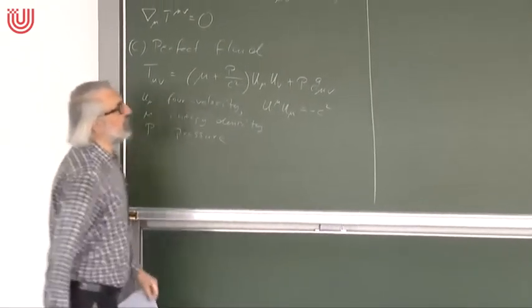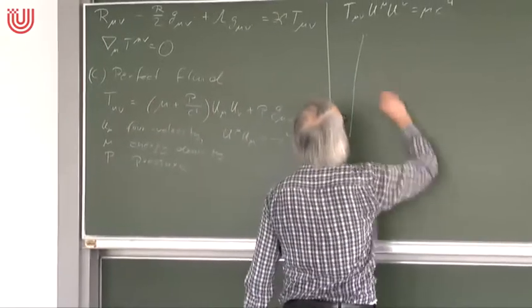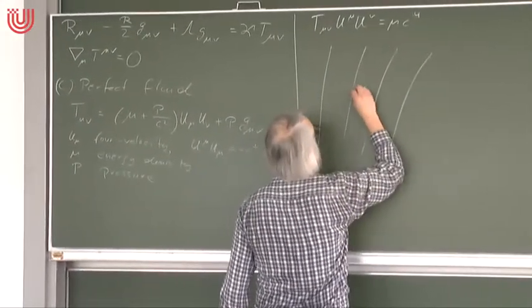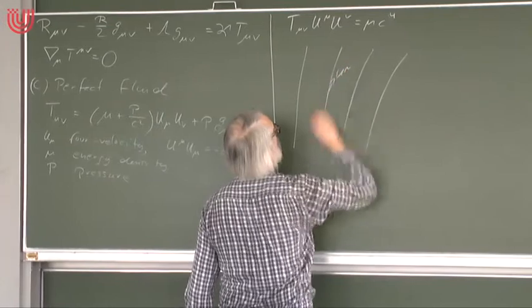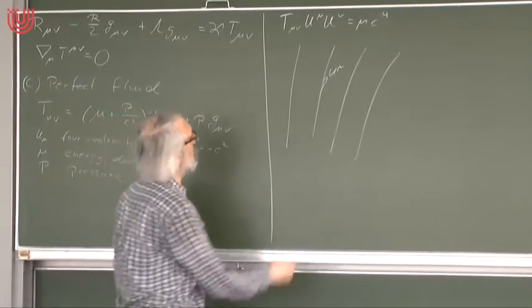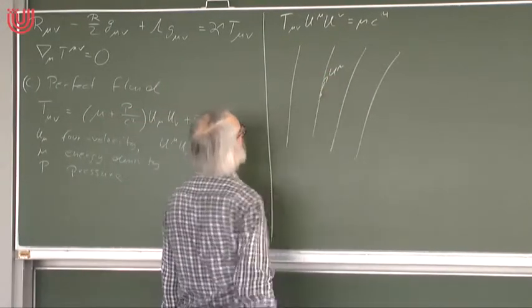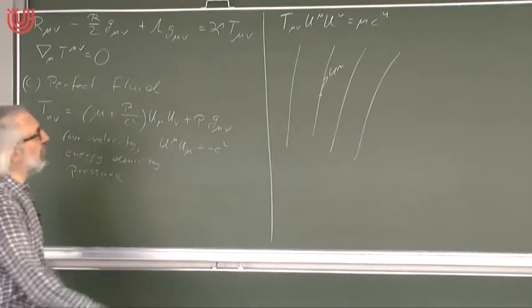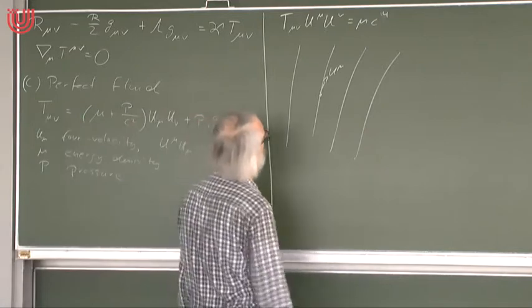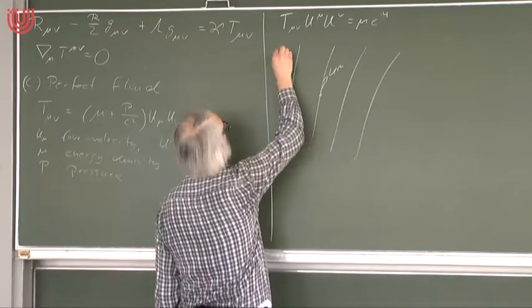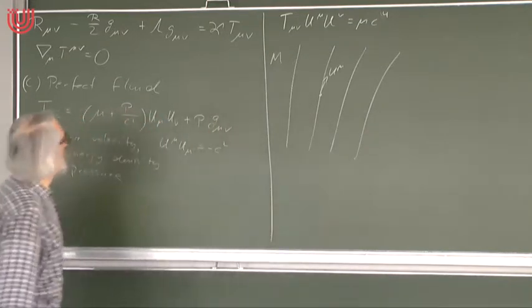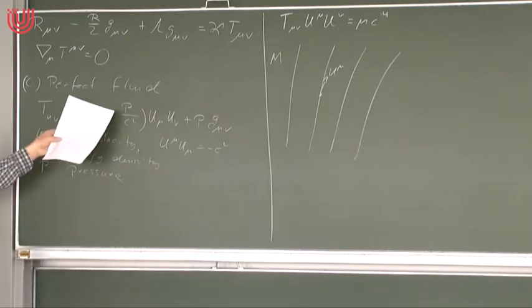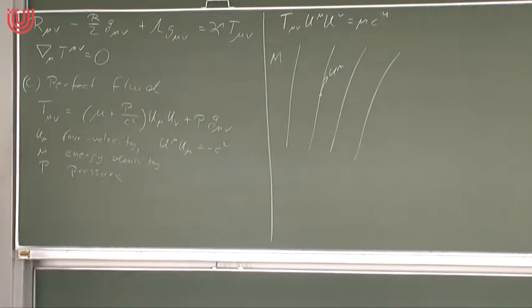Okay, so the geometric idea is that we have a fluid, its flow lines, so these are the integral curves of this vector field u mu. So at each point we have a vector u mu, the 4 velocity, and the integral curves of this flow are the flow lines of the matter in the space-time. It's a space-time diagram. And the matter is characterized by a pressure P and by a density mu.